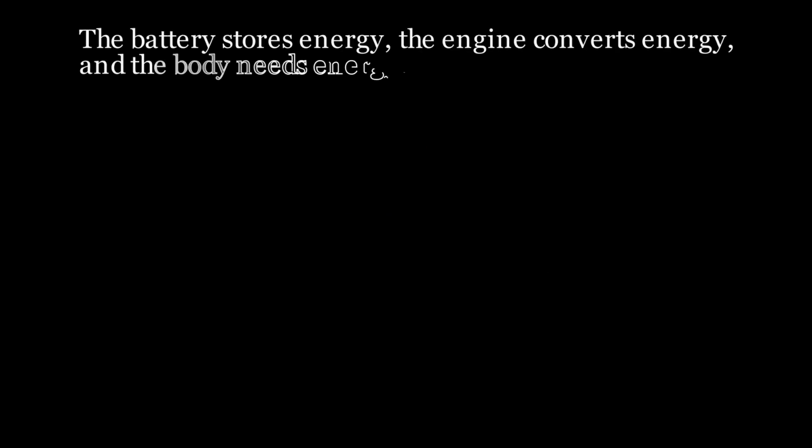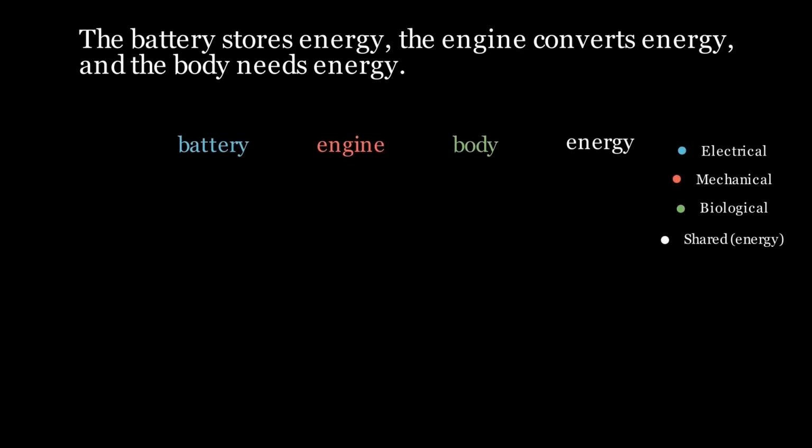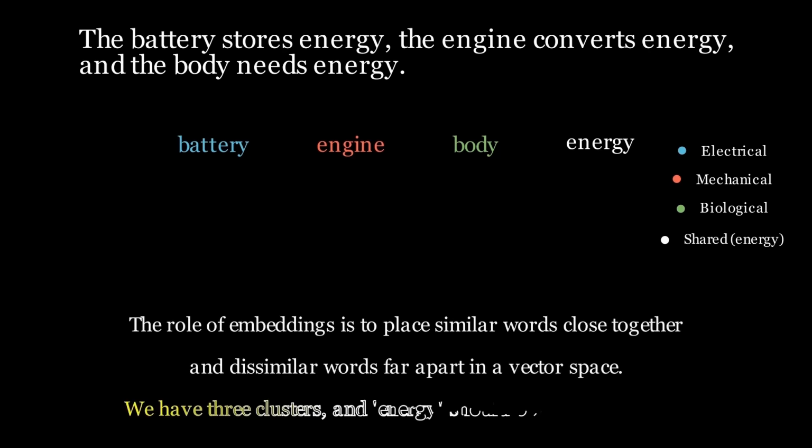Let's start with a simple sentence. The battery stores energy, the engine converts energy, and the body needs energy. Here, we are interested in learning embedding vectors for the words battery, energy, engine, and body. Large language models embed all words, but for simplicity, we will focus only on these. The role of embeddings is to place similar words close together and dissimilar words far apart in a vector space.